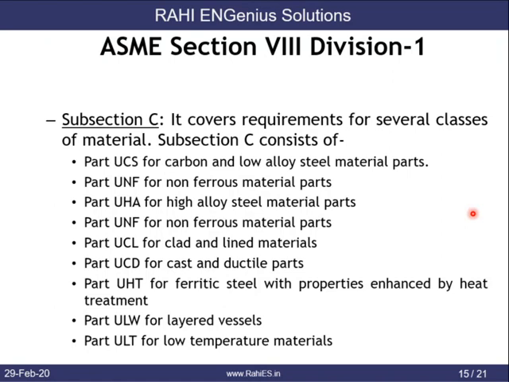Subsection C covers the requirements for several classes of material, like UCS for carbon and low alloy steel materials, UNF for non-ferrous materials. Now here is only a slightly different, because UHA covers high alloy steel, UNF non-ferrous steel, UCL is clad and lined materials, but UCS covers not only carbon steel but also the alloy steel material parts. So this is very important. UCS covers both carbon steel as well as low alloy steel material components.